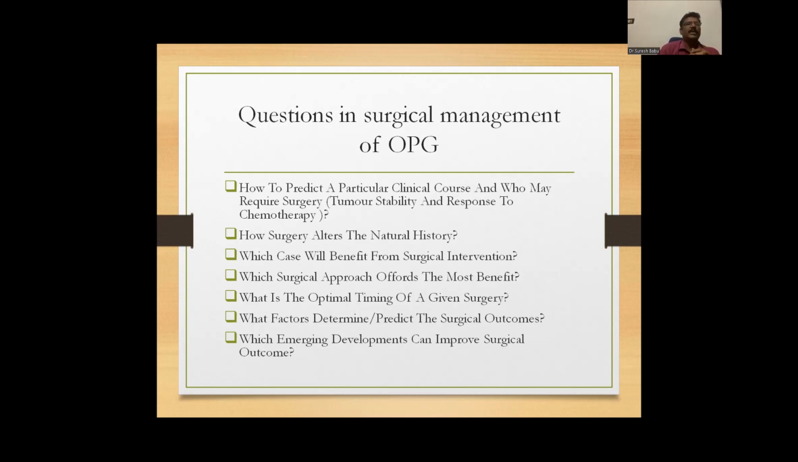Then, how does surgery alter the natural history? Which cases will benefit from surgical intervention? Then, which surgical approach offers the most benefit? What is the optimal timing of a given surgery? How long to wait? What factors determine the outcome after surgery? What factors will determine or predict the surgical outcome? And which emerging developments can improve the surgical outcome? So these are all the questions in the surgical management of optic pathway gliomas that remain unanswered.